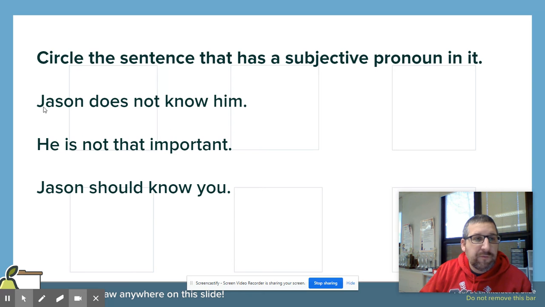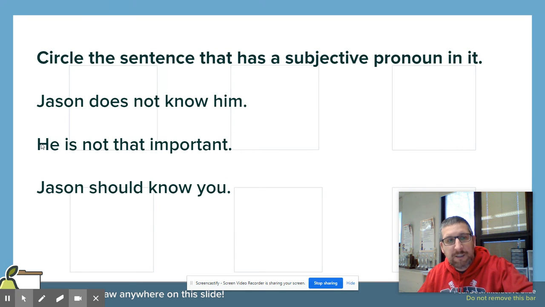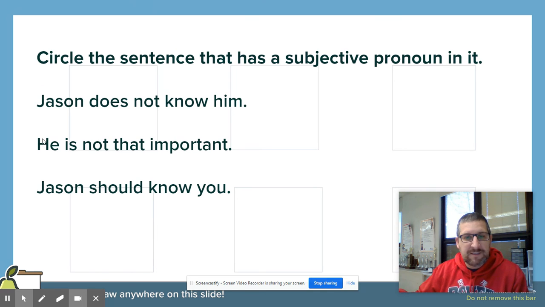So for the first one: Jason does not know him. He is not that important. Or Jason should know you. Which one has the subjective pronoun in it? And that's he. Subjective pronouns take the place of the subject. So instead of saying Jason, he is the subjective pronoun in that sentence. We don't have Jason as the subject. Instead, we have he.